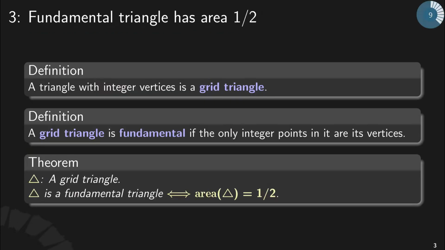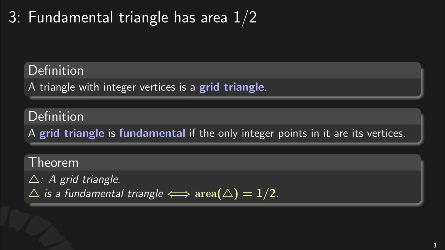Okay, so a quick repeat of what I just said. A triangle is a grid triangle if all its three vertices are integer vertices that belong to the grid, and a grid triangle is fundamental if the only grid points in it are its three vertices. I would like to show the following theorem, which says that a grid triangle is fundamental if and only if its area is half.